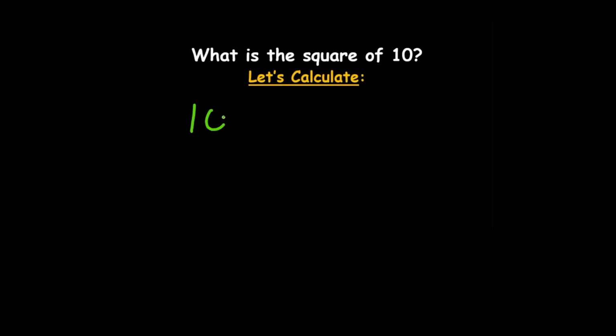Let's calculate the square of 10 the easy way. Square the first digit. 1 squared equals 1. Since 10 has 1 zero, we add 2 zeros to the result. 10 squared equals 100. Therefore, the square of 10 is 100.